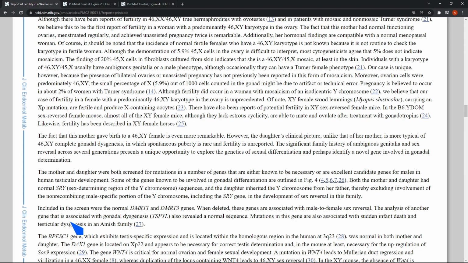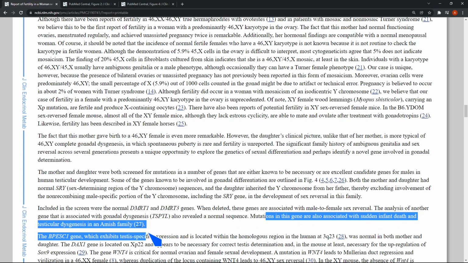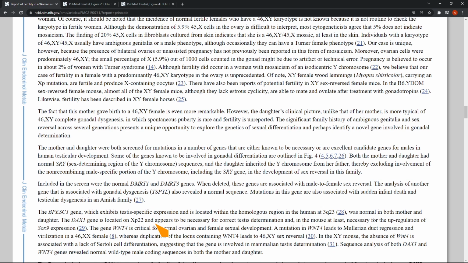The analysis of another gene that is associated with gonadal dysgenesis, this TISPL gene, also revealed a normal sequence. So if this gene is funky in any way, then the genitalia doesn't develop normally, but this is not to blame. Mutations in this gene are also associated with sudden infant death and testicular dysgenesis in an Amish family. Amish have funky, weird genetics. They have a very small population base. You tend to see these kinds of mutations happen in populations like that.